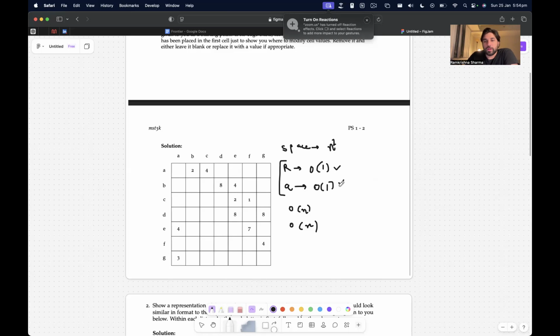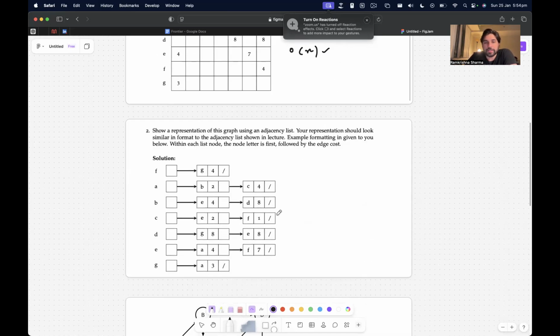So removal is order of one, adding is order of one, looking at incoming and outgoing neighbors is order of n, and space is n squared. For an adjacency list, the space is order of n plus m, largely because you're storing n elements and then m neighbors.